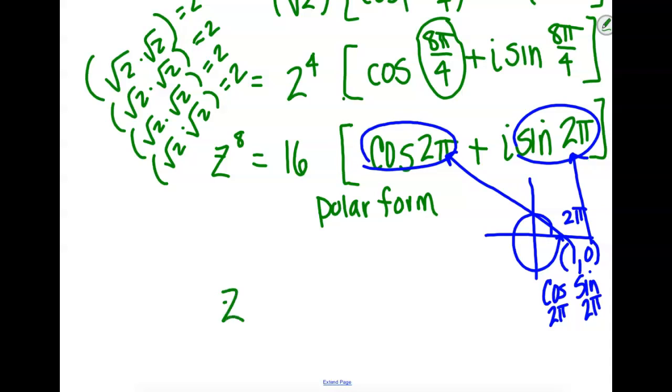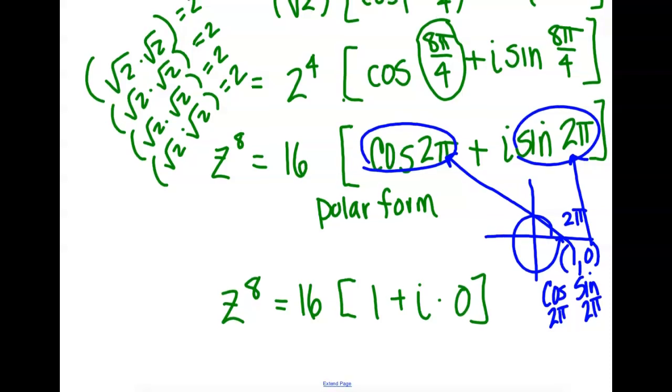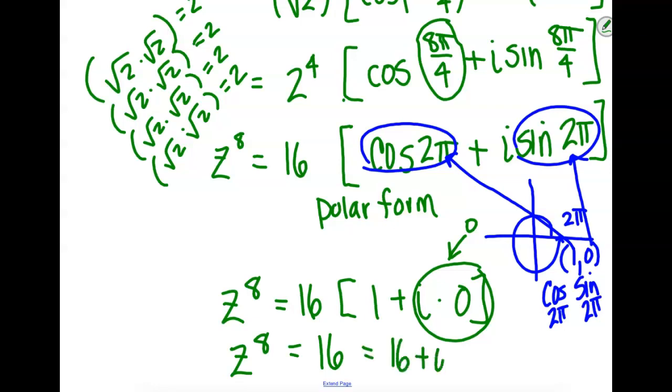So z to the 8th is 16 times the quantity: replace the cosine of 2 pi with 1, plus i times the sine of 2 pi, which is 0. Continue simplifying. 0 times i is 0. So you're going to be left with z to the 8th, which is 16, or 16 plus 0i.